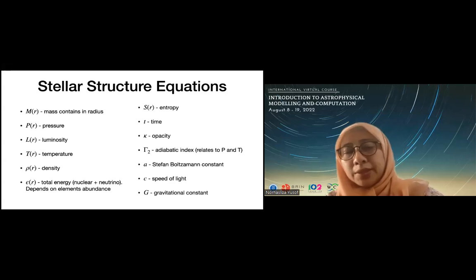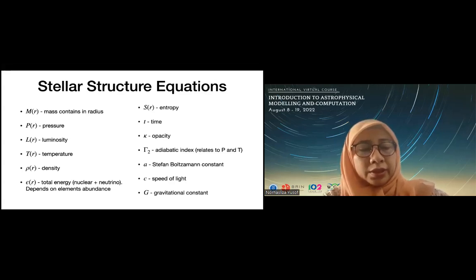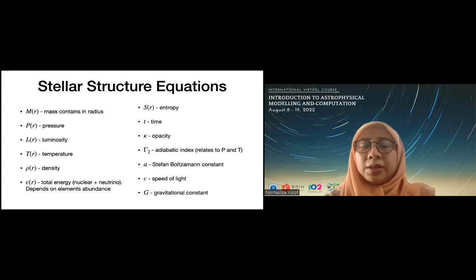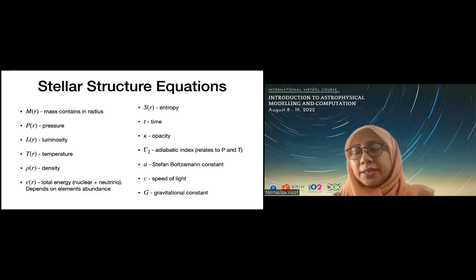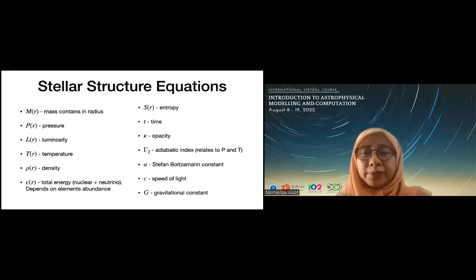And then we have entropy. Entropy comes from thermodynamic equilibrium, the thermodynamics that governs the star. And then we have time, which is when the star evolves. K is kappa, the opacity. We have to know how opaque our star is, and this is for the energy transport. And since our star is a ball of plasma, because it's ionized, we have what we call the adiabatic index. This is related to the pressure and temperature, because without this the star cannot survive.